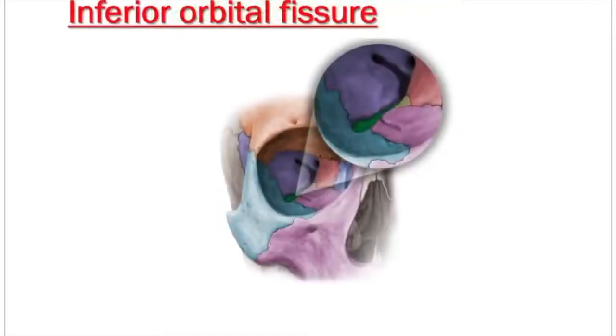This was the orbital plate of maxilla, but there is a difference here. The orbital plate of the zygomatic bone is smooth, but the orbital plate of the maxilla has a groove, and later the groove finishes here. We will tell you this.